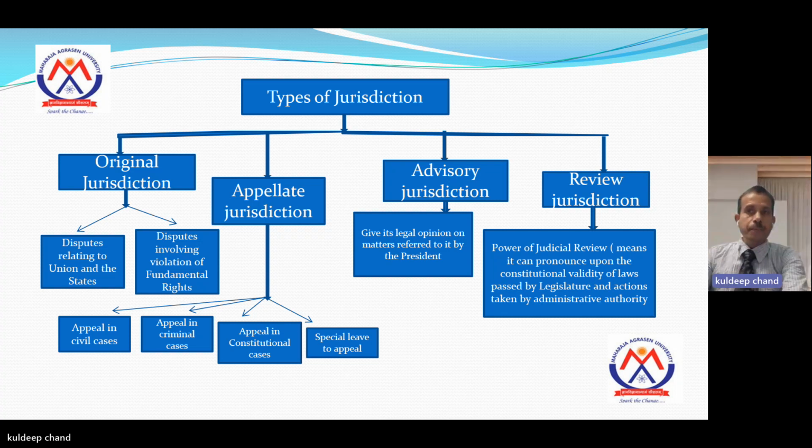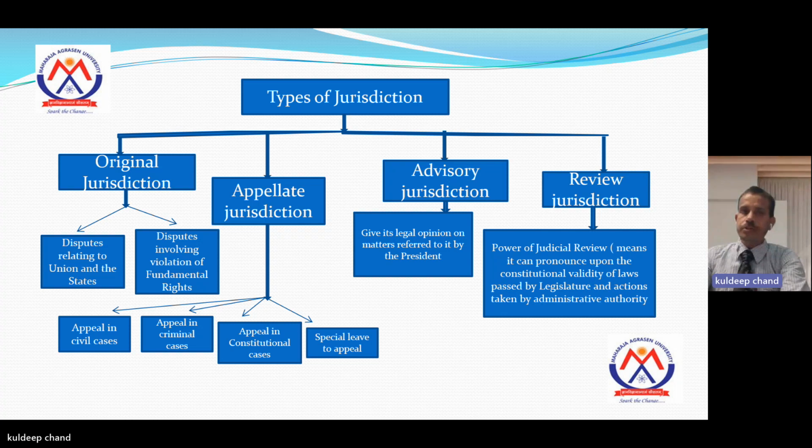Then the second is appellate jurisdiction, and there are also four heads of the appellate jurisdiction. Number one, appeals in civil cases, appeals in criminal cases, appeals in constitutional cases, and special leave to appeal in the Supreme Court. And the third one is the advisory jurisdiction, in which it gives its legal opinion on matters referred to it by the President.